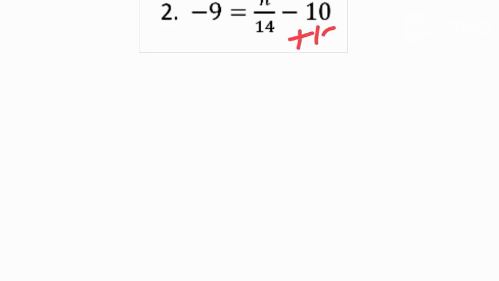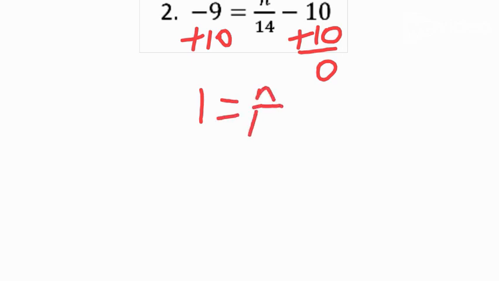On this second question, we need to get rid of the 10 first. So we're going to do that by adding 10. Negative 10 plus 10 is 0. Do it to the other side, add 10 on this side. Negative 9 plus 10 is 1. So we end up with 1 equals n over 14.